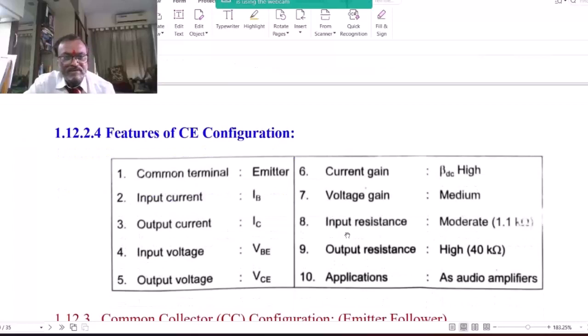Various features of CE configuration are listed in the table here, what we have studied. Let us go through it. Common terminal in this configuration is emitter. Input current is base current, output current is collector current, input voltage is base to emitter voltage, output voltage is collector to emitter voltage, current gain is beta DC, which is very high, voltage gain is medium, input resistance is moderate, output resistance is high, and in application, it can be used as an amplifier, or as an audio amplifier or video amplifier also.